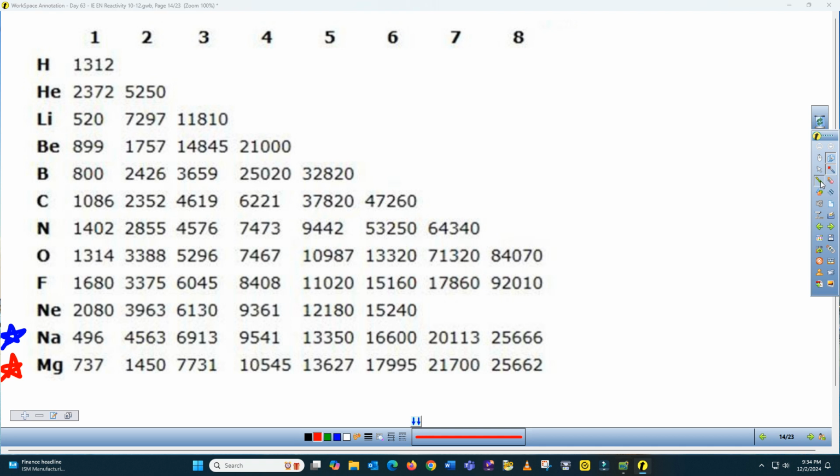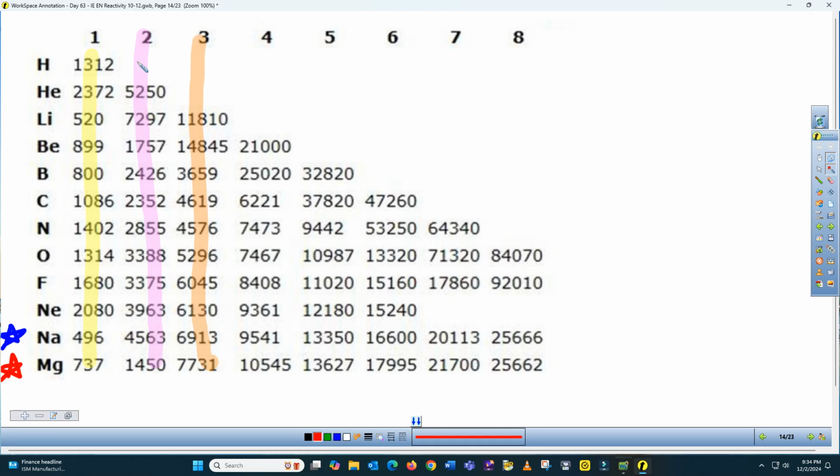And let's see if I can do my highlighter here. How much energy it takes to steal one electron. If you say how much energy does it take to steal a second electron, you look at this column. How much energy would it take to steal a third electron from an atom? You look at this column. So if you look at hydrogen, there is no number here for the second electron because hydrogen only has one electron. So how can you steal a second electron?